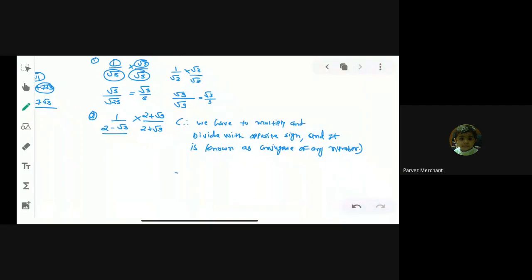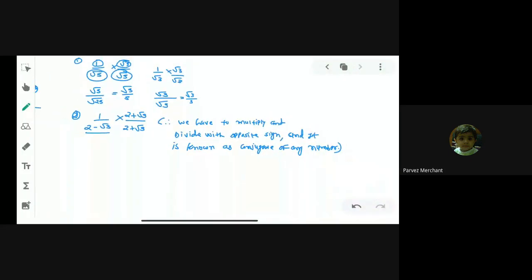Now read the statement again. If we have 2 minus root 3, then we multiply and divide by 2 plus root 3, because we have to multiply and divide with the opposite sign, and it is known as the conjugate of any number. So if I ask you the definition of conjugate, it means we change the sign of the second term from positive to negative and from negative to positive. Clear to all of you? Yes, sir.